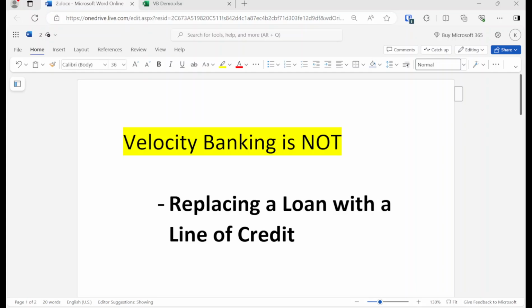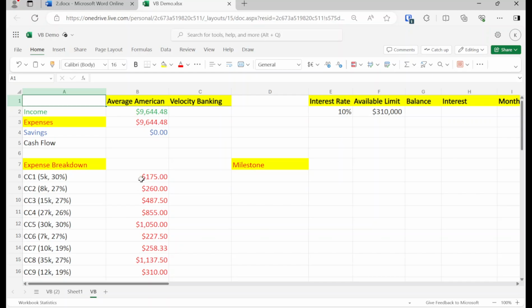Now, one of the things I want to emphasize is that velocity banking is not simply replacing a loan with a line of credit. There are going to be situations where that's not going to lead to a good situation, right? Because the whole goal is to maximize something called our cash flow, using our lines of credit as our main operating account. But again, there are some nuances here: it does not mean simply replacing any loan that we have with a line of credit. And here I have a spreadsheet that we always use.